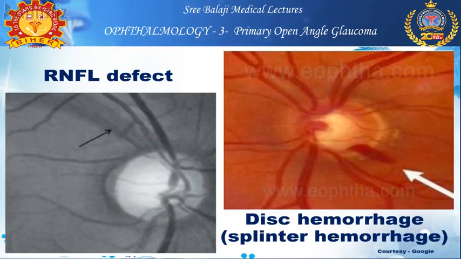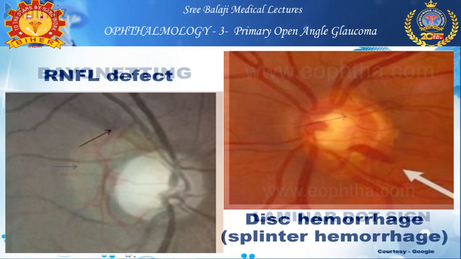The first red-free photograph shows a wedge-shaped RNFL defect superior to the disc, marked by an arrow. And the second picture shows a splinter hemorrhage in the infratemporal area of the disc. This splinter hemorrhage is more common in normal tension glaucoma and is also called a Drance hemorrhage.